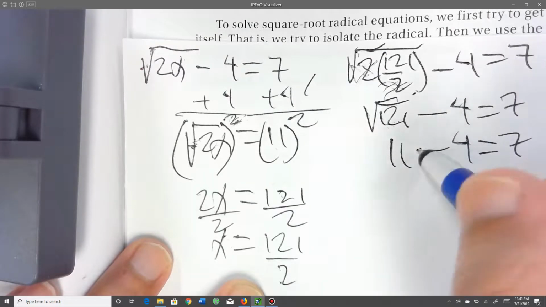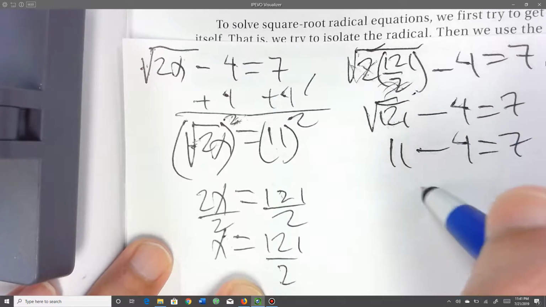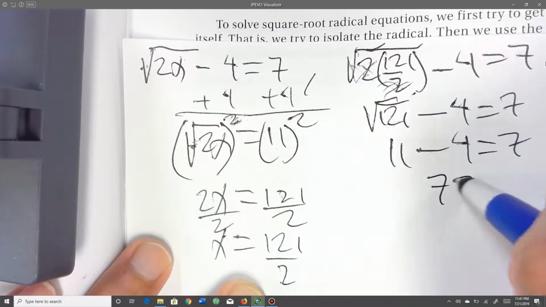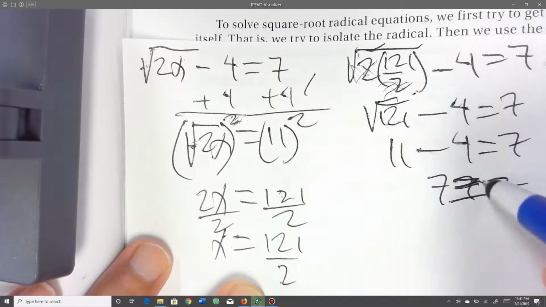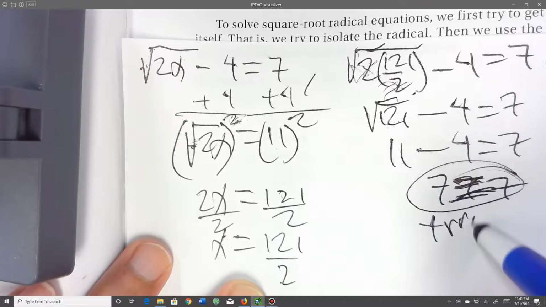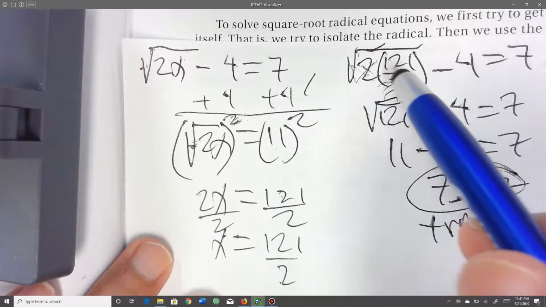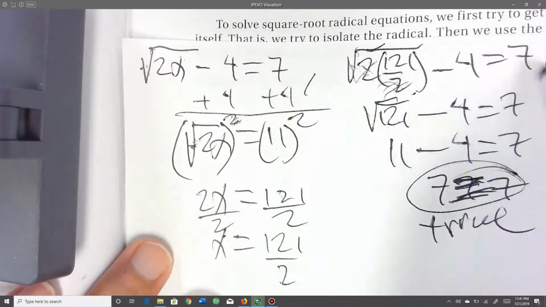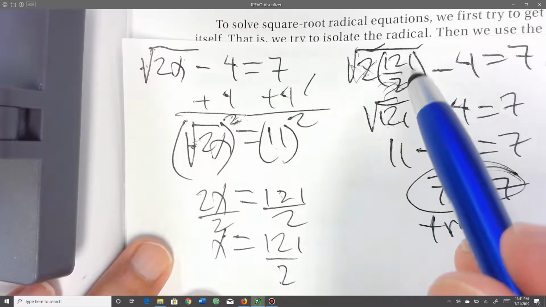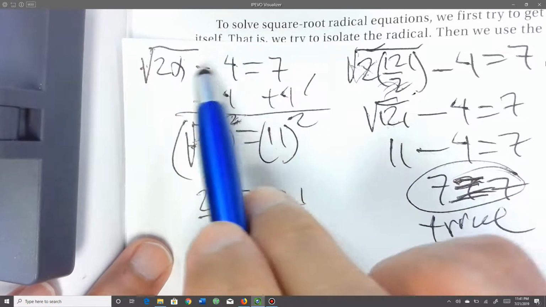Here I subtract. This gave me back my 7. Oh, 7 equals 7. Therefore, this is true. So this value, this constant, gave me a true statement when I plugged it back into the original equation.